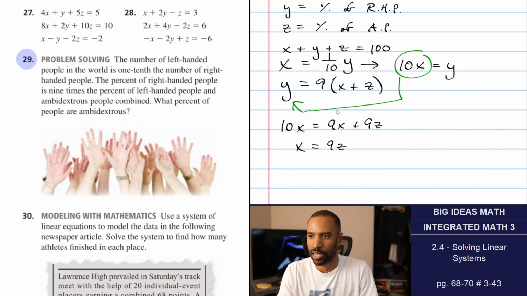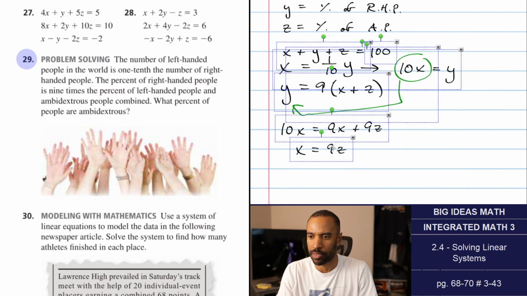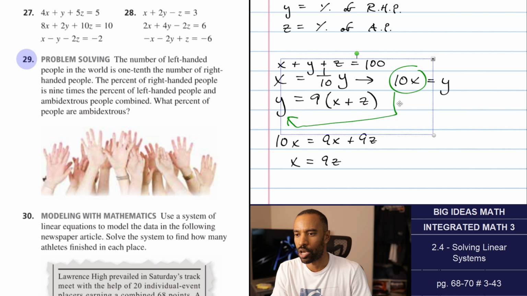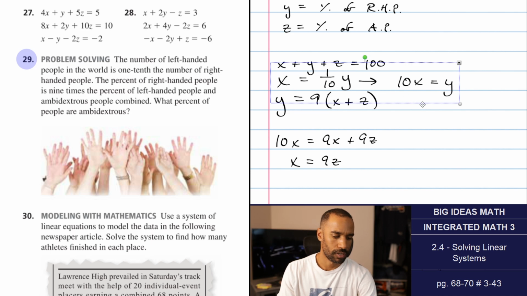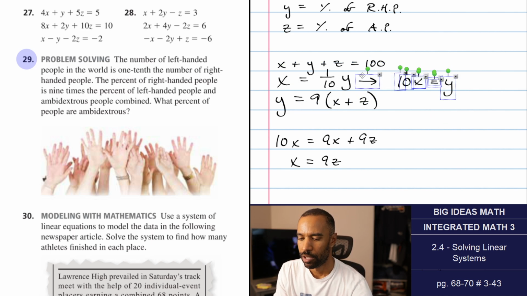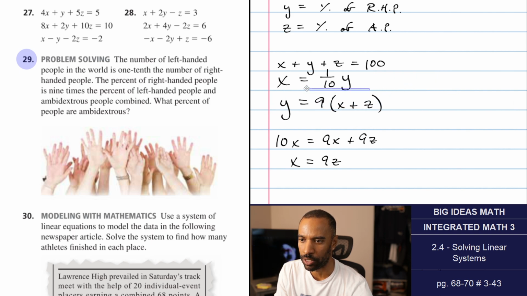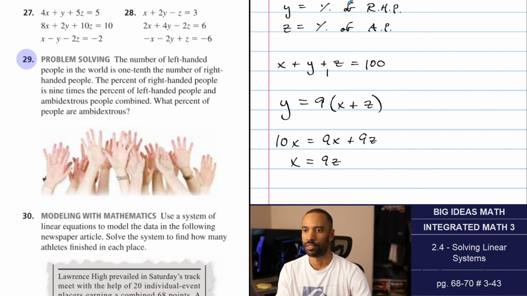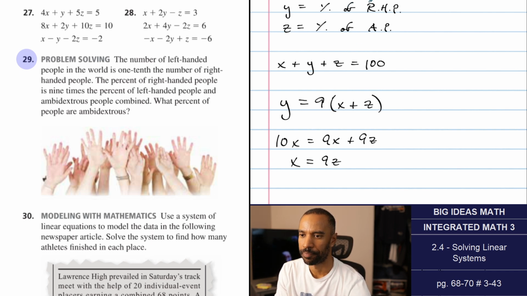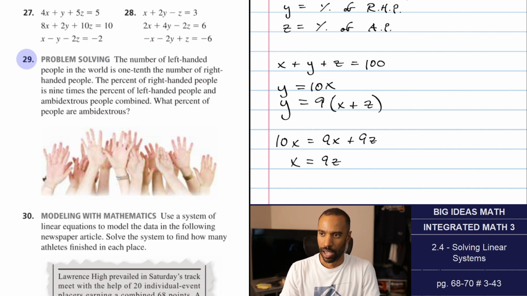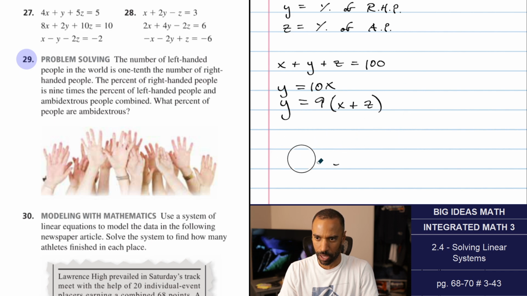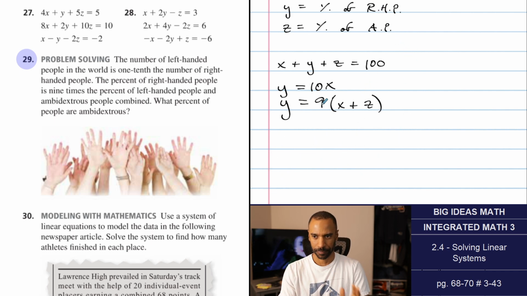If x is 9z, 10x equals y. Okay, let's do this. I'm going to reconfigure some of this a little bit. I should have a third equation. So that's my third equation. Okay, I'm going to shuffle this a little bit. First of all, y equals 10x is how I'm going to rewrite that whole middle equation. And I'm going to get rid of this bottom part for now unless I want to use it.